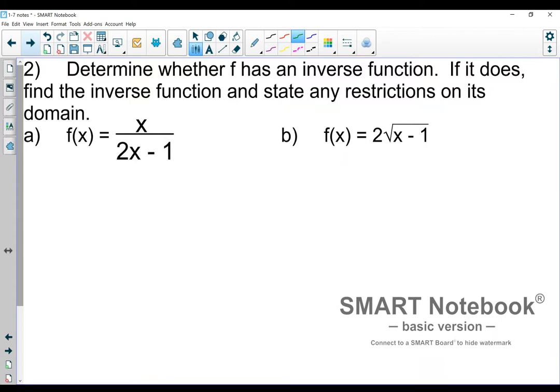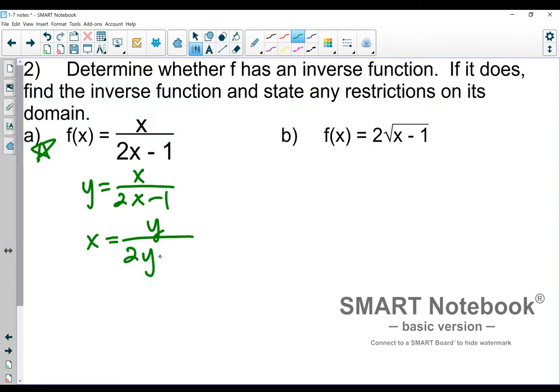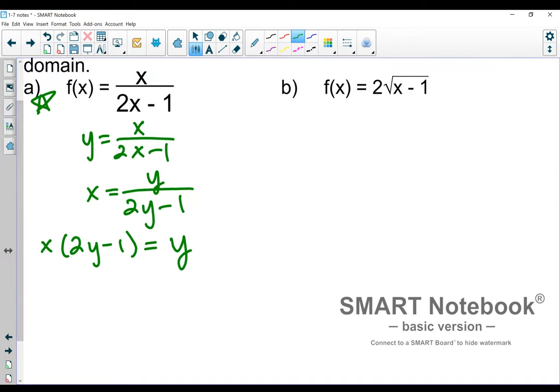So for 2a, and this one's going to be like a test problem, so I'm going to start it. First, instead of the f of x, I'm going to write y. And then I will swap my x's and y's around. And then I need to go ahead and solve for y. So first thing I notice is that the denominator is a problem. I'm going to multiply both sides by 2y minus 1. And then I'm going to distribute. I can't solve with those parentheses there.